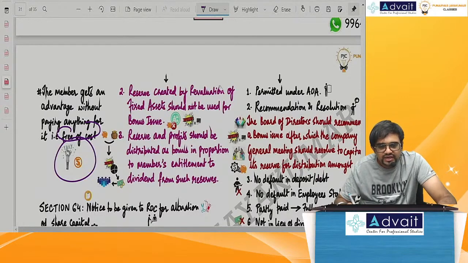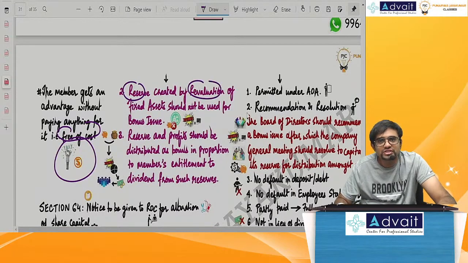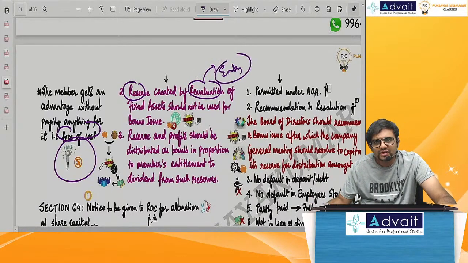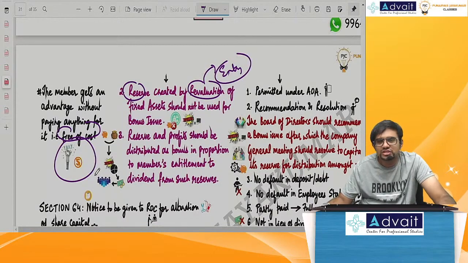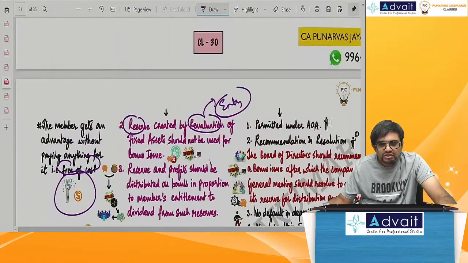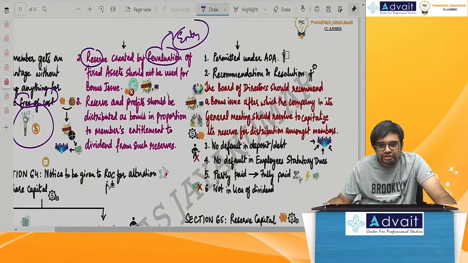So what about the reserve created by revaluation? Now, can I use the reserve created for revaluation for bonus issue? No. Revaluation reserve is a simple entry in the accounts. There is no real creation of value. It's just a book entry that cannot be used. That is the thing.